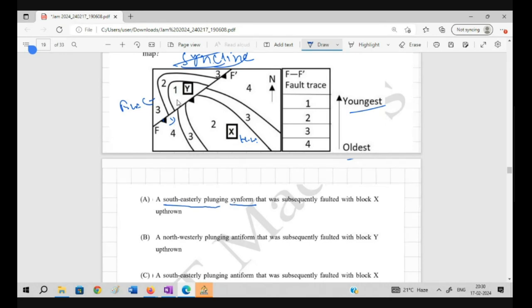How do we identify it? By showing the younger beds. Let me explain. In this cross section, bed 1 of block Y is exposed against bed 2 of block X. There are two blocks, block X and block Y. Here the second bed of block X is exposed against the first bed of block Y. Among bed 1 and bed 2, which one is younger? Bed 2 is obviously younger.